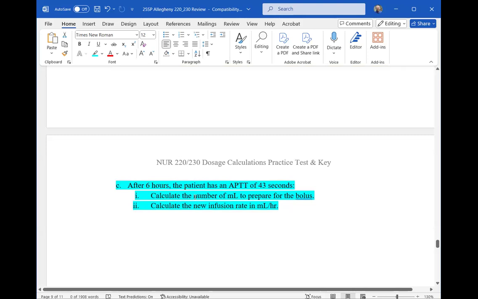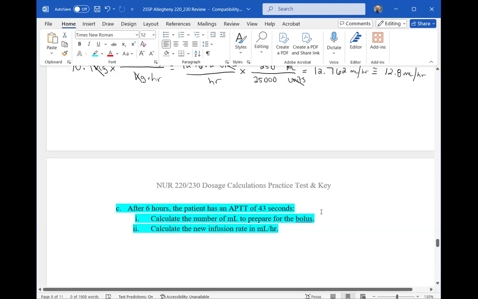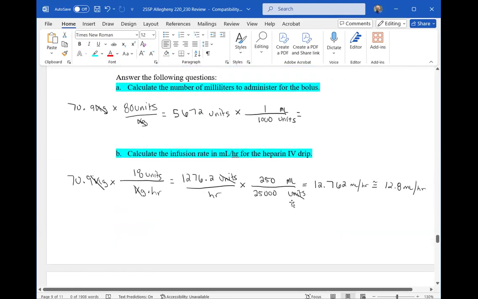So what this says is after 6 hours, the patient has an APTT of 43 seconds. Then it says to calculate another bolus and another infusion rate based off of that information. So let's take a look at what the protocol says we do with that information.